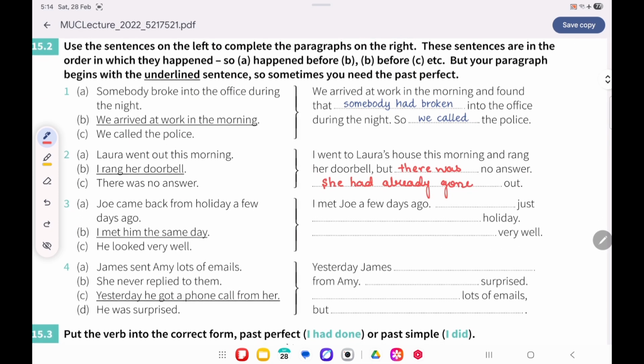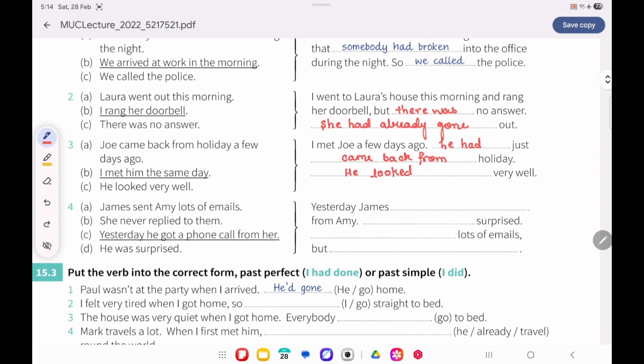Joe came back from holiday a few days ago. I met him the same day. He looked very well. I met Joe a few days ago. He had just come back from holiday. He looked very well.